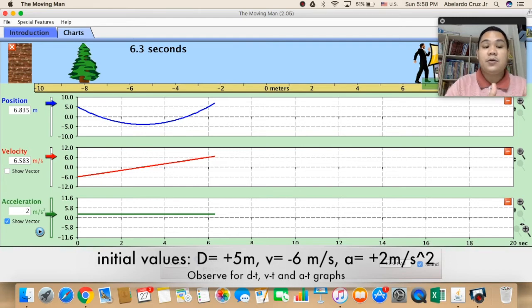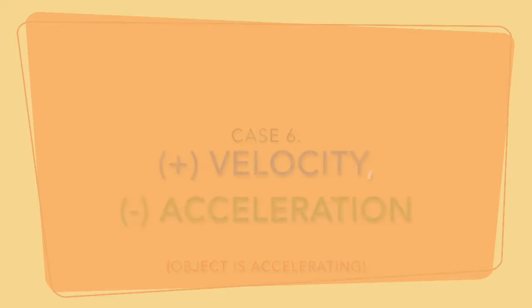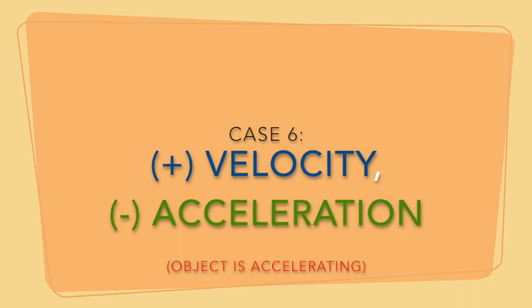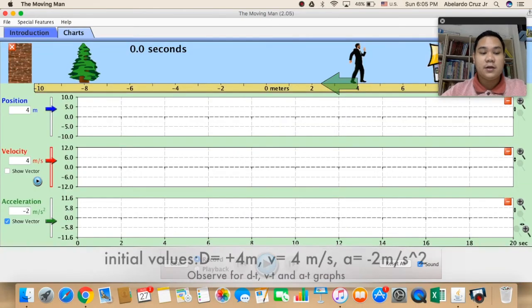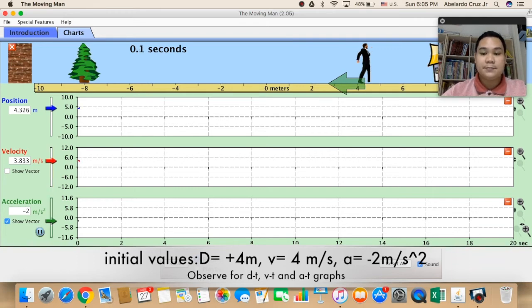Now, we have to take note that in the acceleration time graph, it is still flat because we have a constant acceleration. How about if we have positive velocity and negative acceleration? Let me position my man at 4 meters. And then his velocity is changed to 4 meters per second. And his acceleration is negative 2 meters per second squared. Let's try to see what will happen.